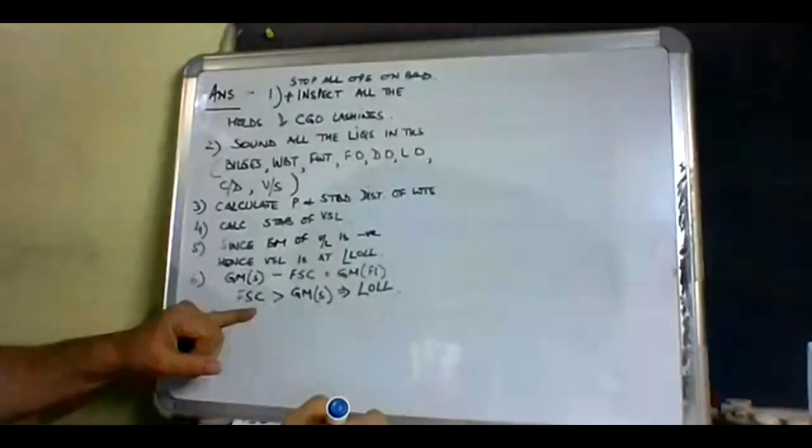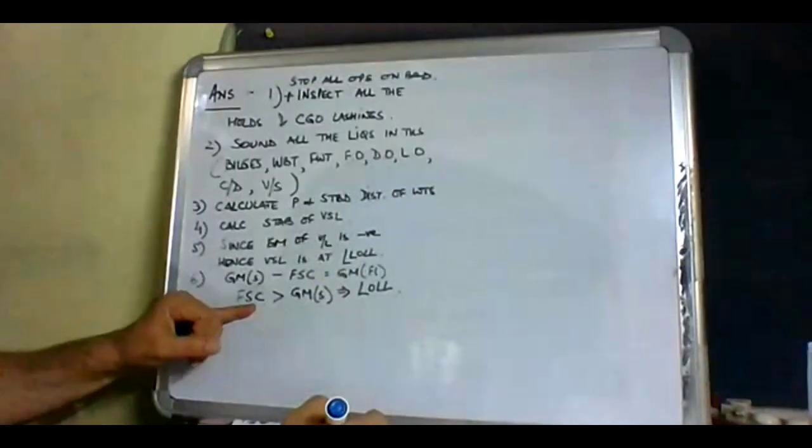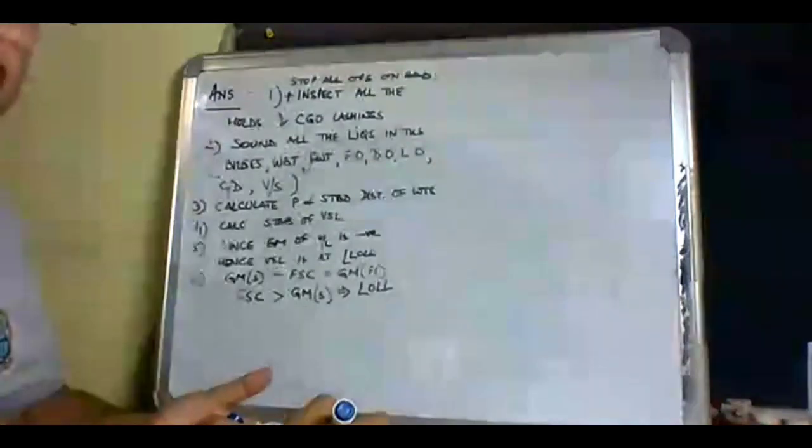The free surface will be greater. And free surface greater means the free surface moment is greater. So the I is greater. That is how it happens.